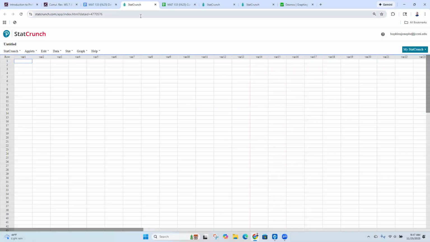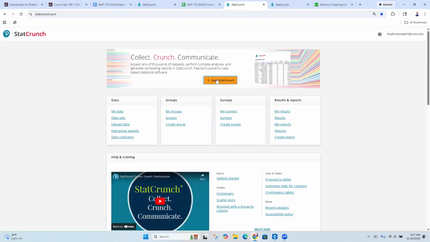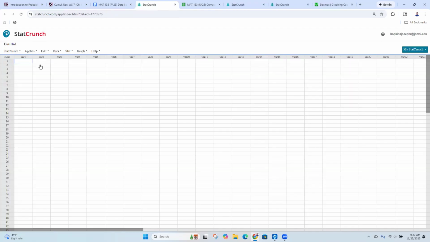So what we're going to do is come in here to StatCrunch. You can just sign in, click on this orange button, and open a blank StatCrunch sheet here. And so I'm just going to enter these calorie counts manually. So there's not that many, right? 160, 200, 220, 230, 120, 80.